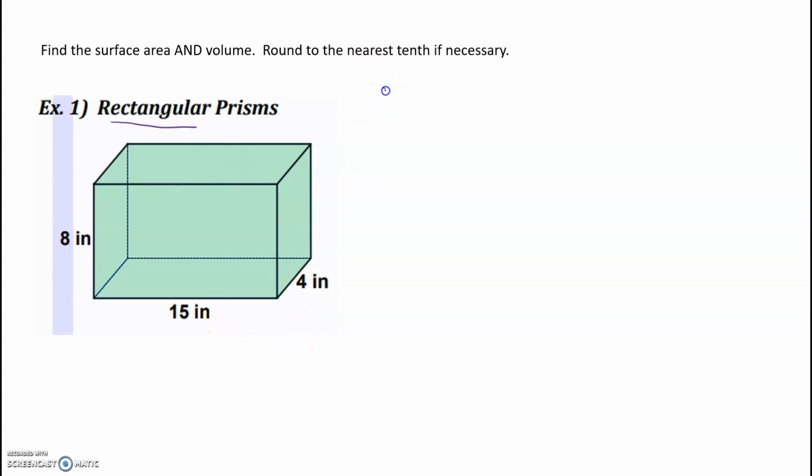Surface area is just the area of all the surfaces. So in this case, let's look at the bottom. To find the area of that rectangle, you would do 15 times 4, and you get 60. The bottom is 60, the top is 60, so we have another 60.